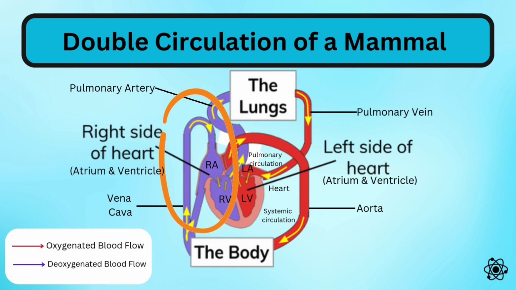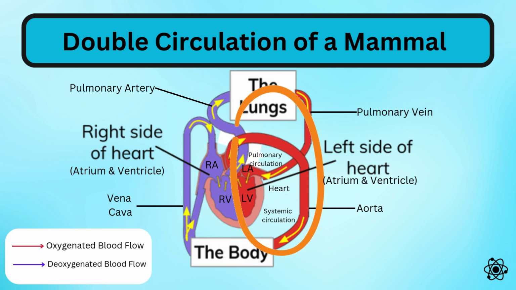The right side of the heart receives deoxygenated blood from the body and pumps it to the lungs, that is called pulmonary circulation. The left side of the heart receives oxygenated blood from the lungs and pumps it to the body. This is called systemic circulation.